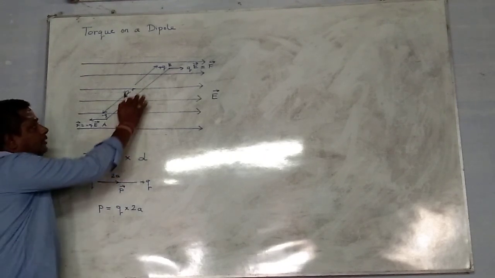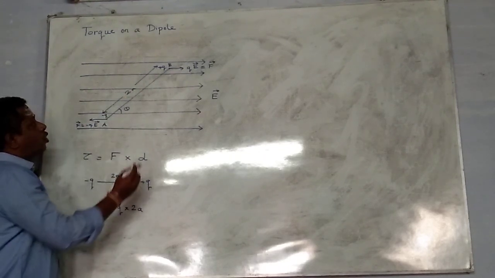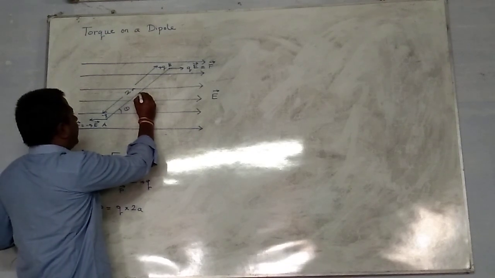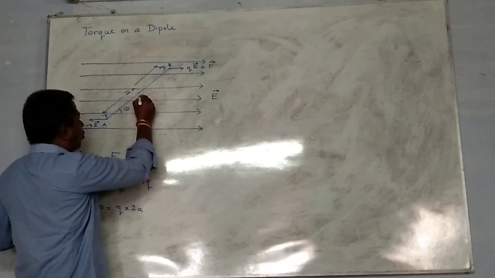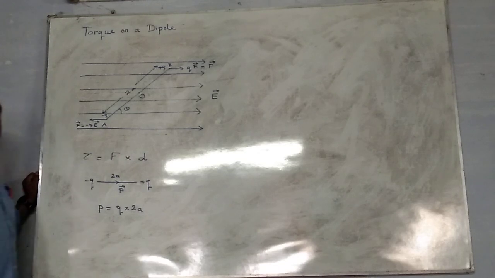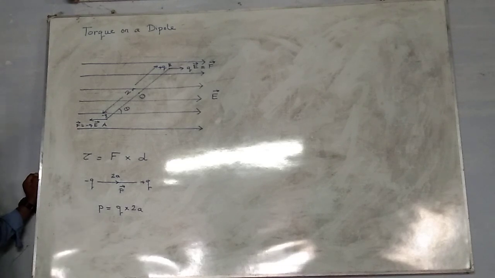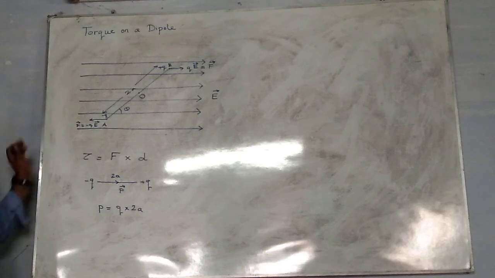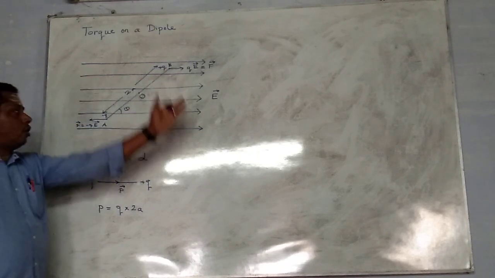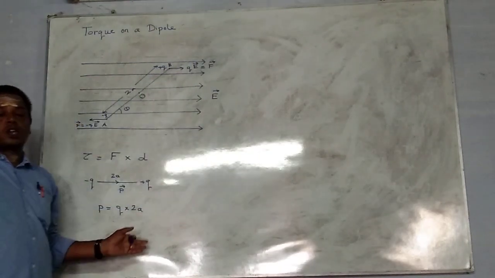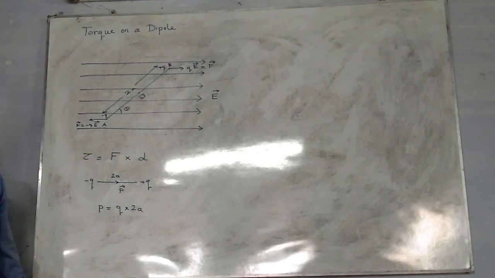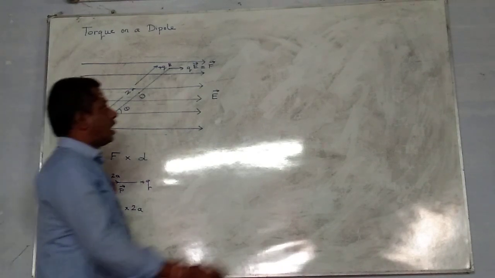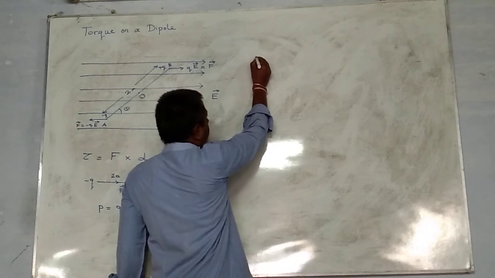Torque வந்தோனேயே இந்த dipole வந்து என்ன ஆரம்பிக்கும்? Rotate ஆக ஆரம்பிக்கும். Rotate about a point O. O is the midpoint of AB, the midpoint of the axial line of the electric dipole. So when torque acts on an electric dipole, the electric dipole starts to rotate in a uniform electric field. இப்போ இந்த torque வந்து நான் கால்குலேட் பண்ண போறேன்.